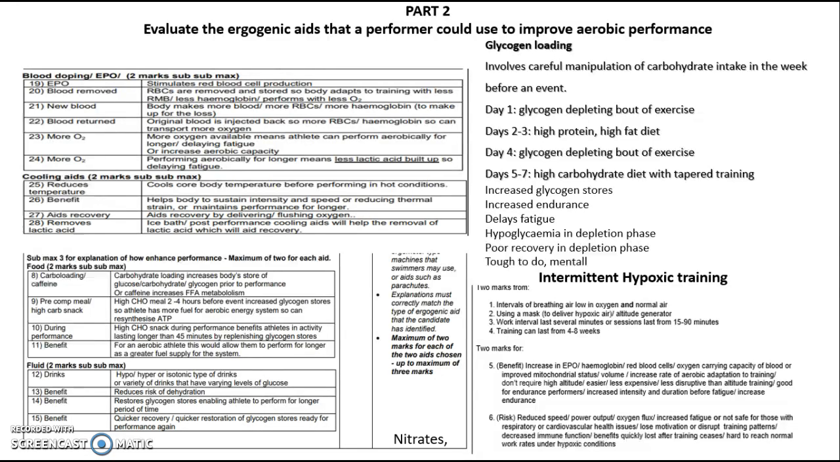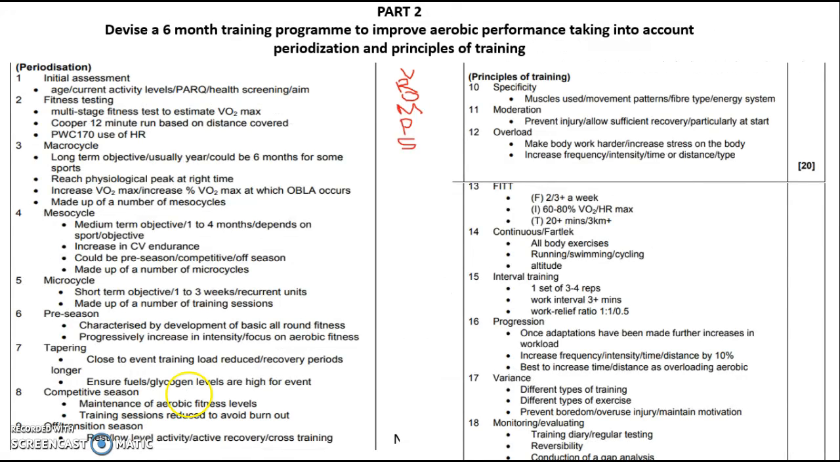Okay, going on then. The final part 2 we're looking at was going to link to devise a 6-month training program to improve aerobic performance, taking into account periodization and principles of training. So, periodization. If you're going to periodize training, if you're going to try and improve anything, you've got to do an initial assessment. Well, we're particularly concerned with your fitness testing here. So multi-stage fitness, gas analysis, just keep to the ones we've used. This is an old specification mark scheme.